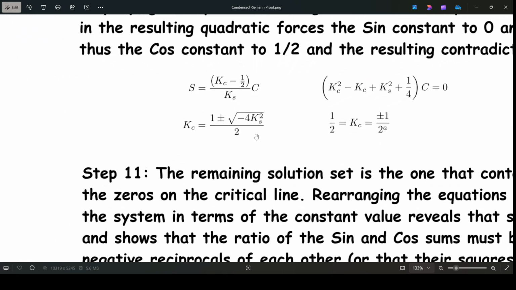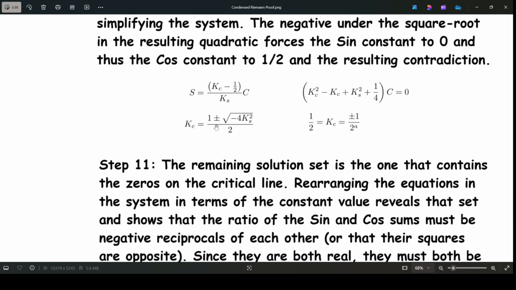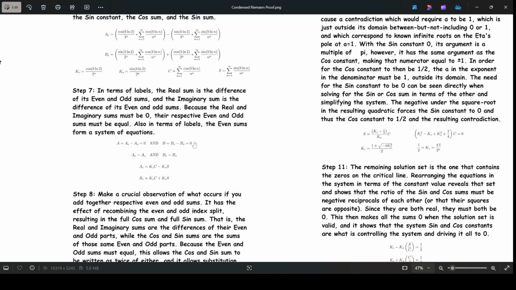So that means this has to be 0. The only other option here to cancel that negative out onto there is to make this 0, which then makes this 1 plus 0 over 2, which is just a half. And so that's that relationship of why it has to be 0 and 1/2.